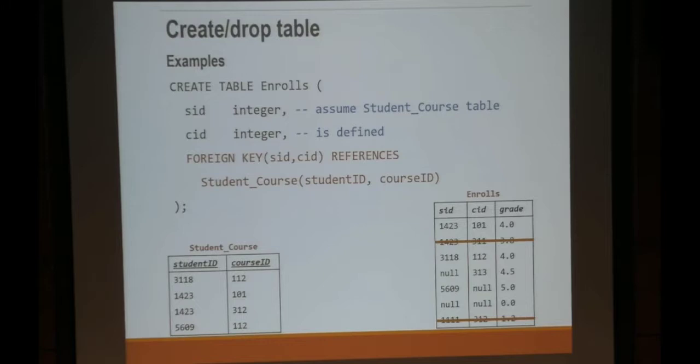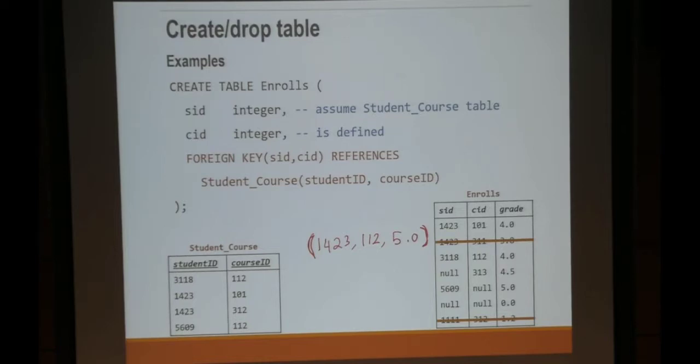Now, let me ask you this question. If I have this tuple, 1, 4, 2, 3, 1, 1, 2, and then 5.0, is this a valid row?